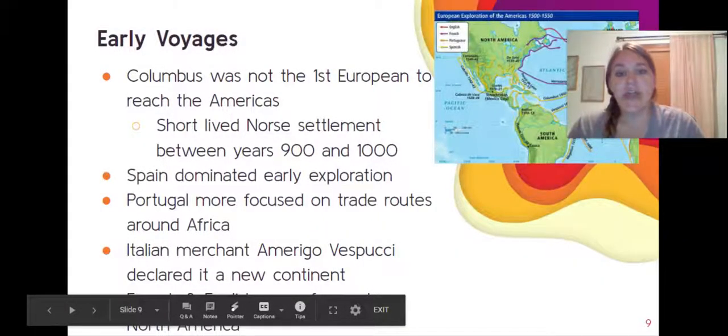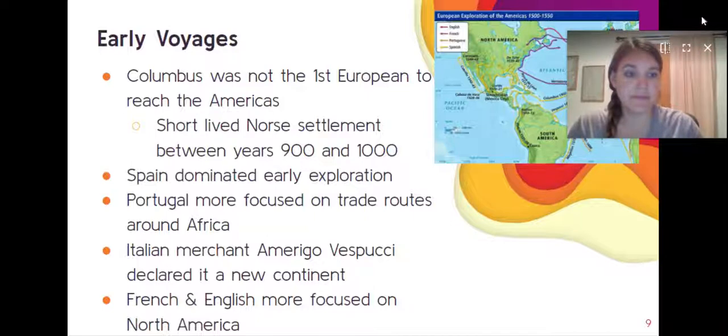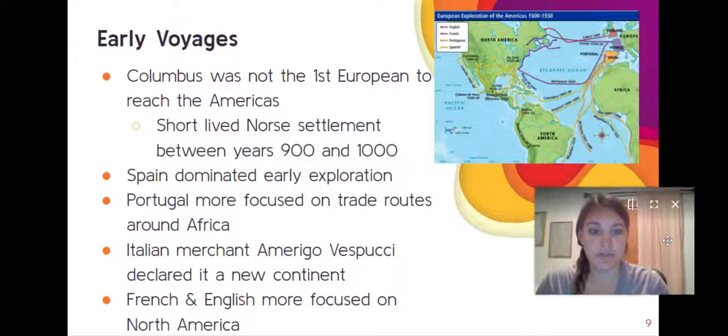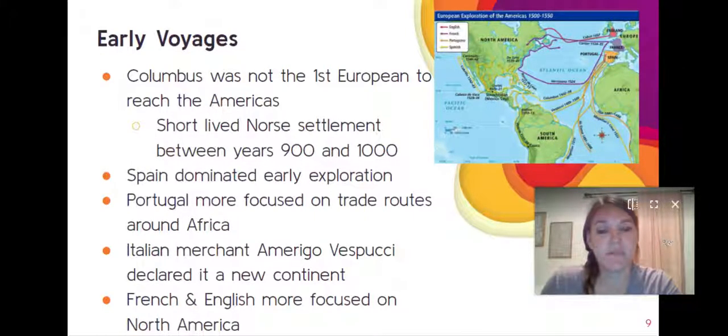So let's look at Columbus. Columbus was not the first European to reach the Americas. There were some Norse settlements that took place in earlier years. However, nothing very substantial and nothing that the world really paid attention to. So when Columbus does reach the New World, that is what's going to begin many more Western routes from Europe.